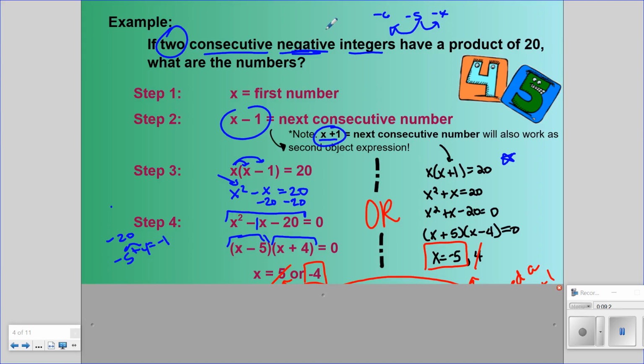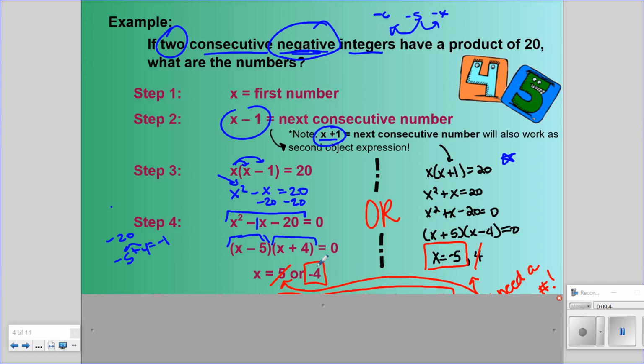We're looking for consecutive negative integers. Well, 5 is not a negative integer. And if you were over here using x plus 1, you would have gotten the 5 as the negative, but the 4 positive. 4 would not be a possible solution. So regardless of which way you set up your expression, we're still getting one positive, one negative. Only the negatives will work.